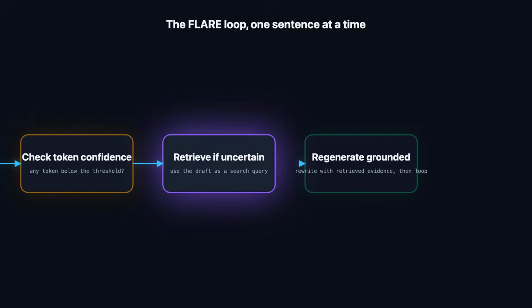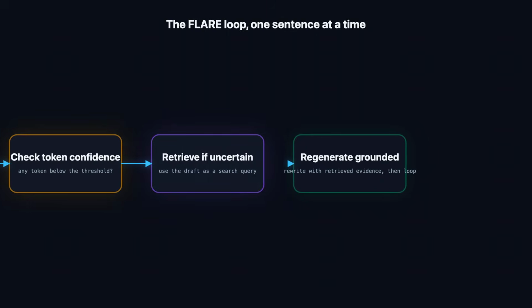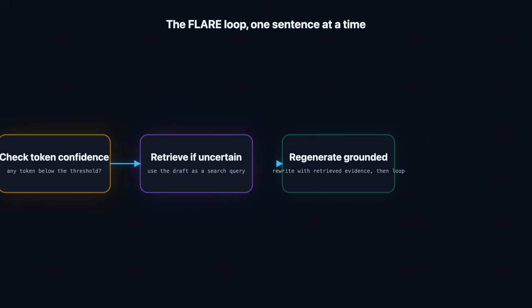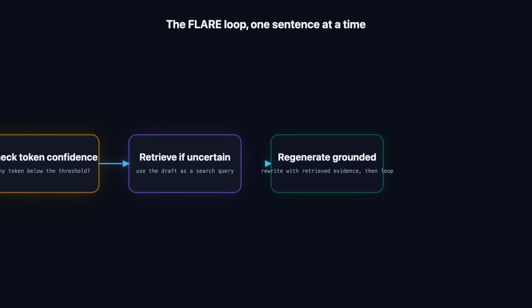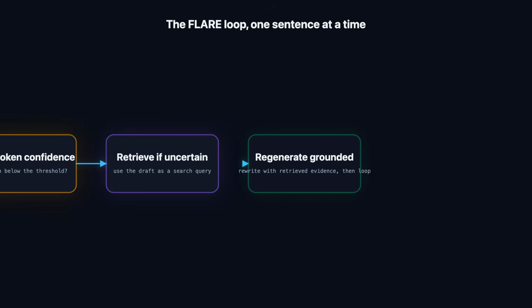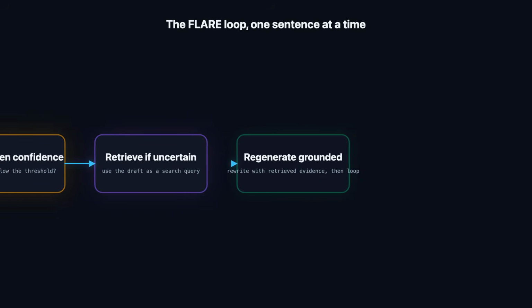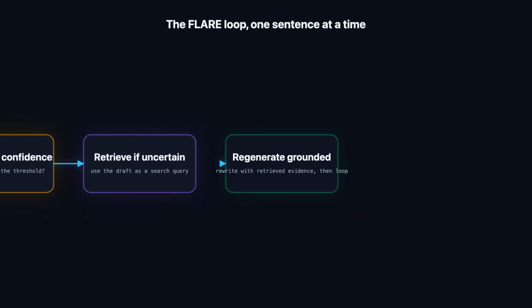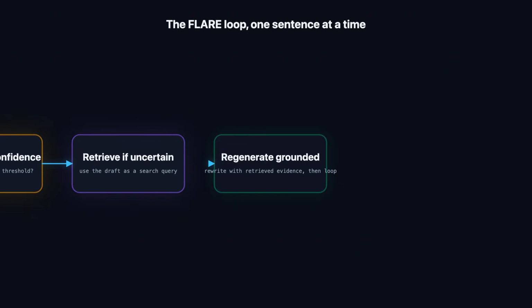This is where Flair earns its name. When confidence dips under the threshold, the model takes that very draft sentence and uses it as a search query to pull in relevant documents. It retrieves what it was about to claim actively mid-generation, rather than once at the very beginning.